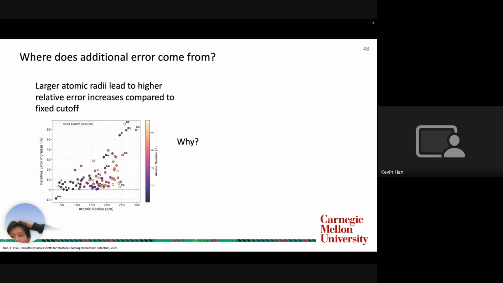But one question we'd like to ask ourselves is, where does this additional error come from? Why exactly is there a discrepancy between the fixed cutoff and the dynamic cutoff beyond just the lower expressivity? When we plot the relative error increase of the dynamic cutoff model with respect to the corresponding fixed cutoff model, the fixed cutoff model is just 0% here, it's the baseline. We find that typically the larger atomic radii within this MatPES dataset have higher relative error increases compared to some of the smaller atomic radii elements.